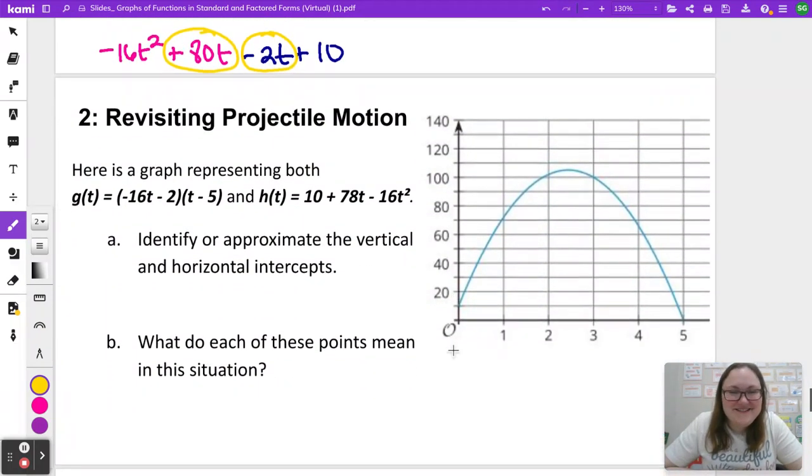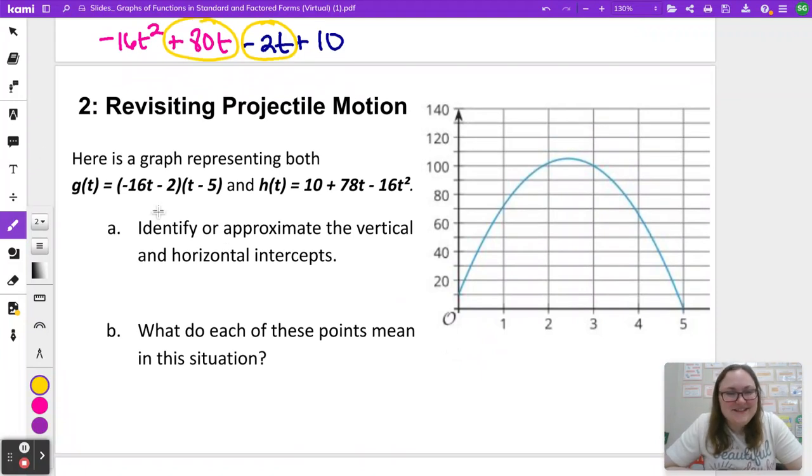Now the part I'm excited about. This is using what we've learned today about those intercepts. So here is a graph that represents both of those equations. Again, it's the same equation, just written in a different form. The two questions I'm asking you to do is identify or estimate the vertical and horizontal intercepts. Here we're switching to the words vertical and horizontal intercepts because our graph isn't x and y, we've got a t. Remember, vertical is up and down, horizontal is sideways. And then the second part is, what do each of these points mean in this situation? Pause the video now and try to identify these intercepts as well as identify what they would mean for the story.